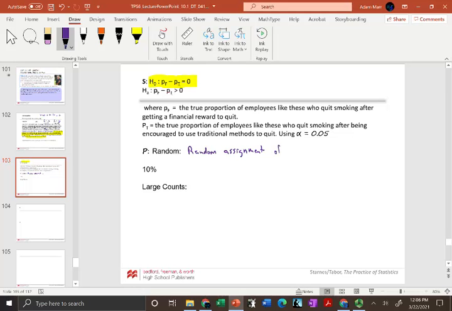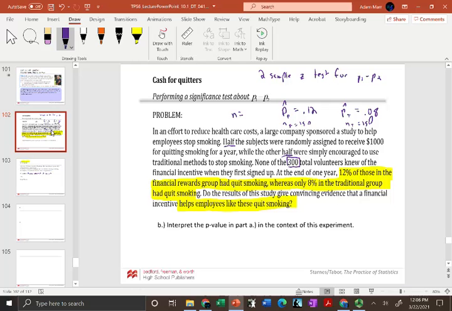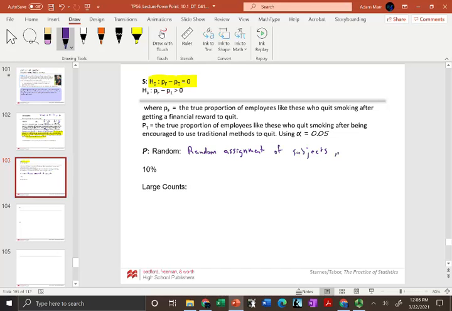Let's say random assignment of subjects. If you want to put the n value right here, that might be useful when doing the large counts. So the n value: n of F is 150, n of T is also 150. But all you have to put is random assignment of subjects. The 10% condition is not necessary because we didn't do a random sample. So just say not a random sample.